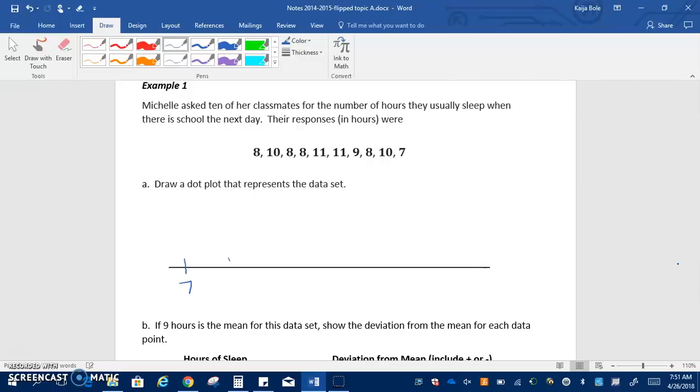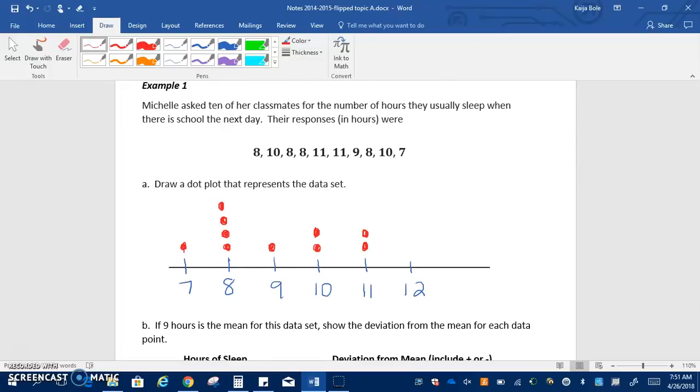7, 8, 9, 10, 11, and I'll put an extra on there. So we got to do our dots. So 8, 10, 8, another 8, 2 11s here, a 9, another 8, another 10, and our 7.